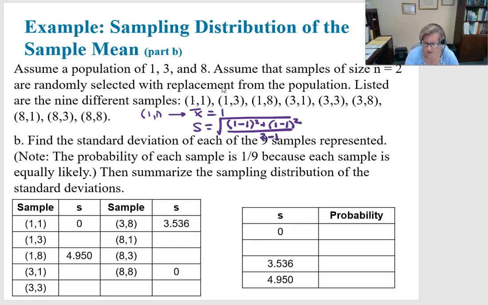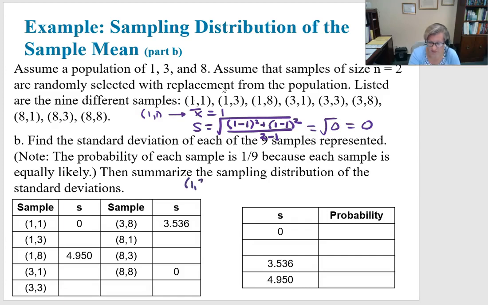Okay, so this is 0 plus 0. Well, it doesn't matter what the denominator is because 0 divided by anything is 0. So the square root of 0 is 0. Notice in my sample 1, 1, the standard deviation was 0. And you're just going to repeat this process with every single thing. So I'll do the next one with you too.